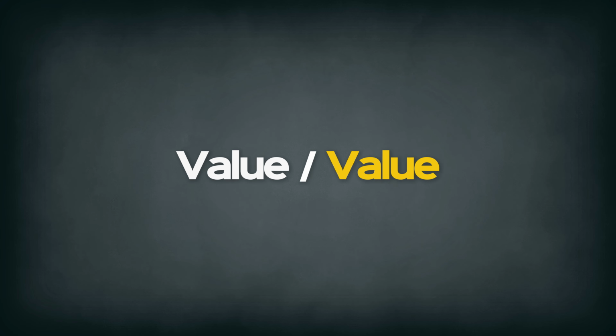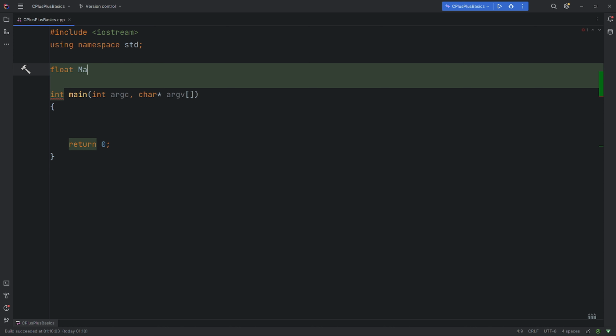Division uses the / operator and divides the left value by the right value. Let's give the player armor that is 50% of the player's max health. So let's create a max health variable. Type will be float, call it max health, and we'll give this a value of 100.